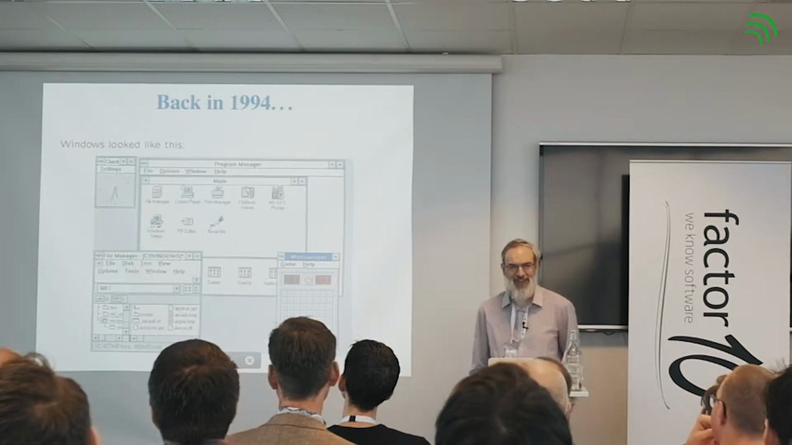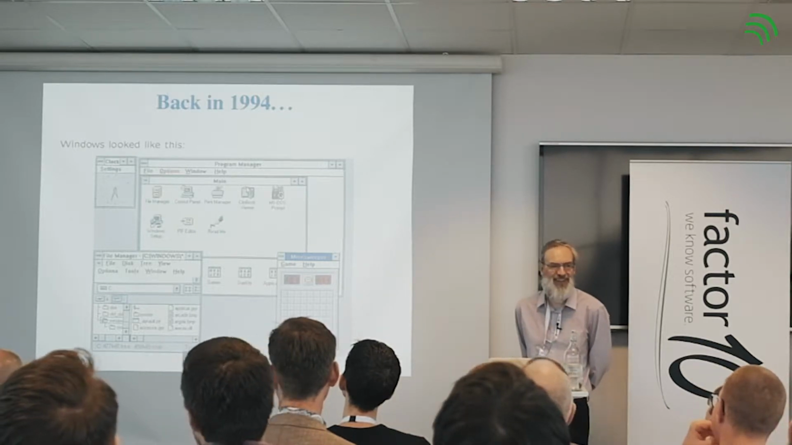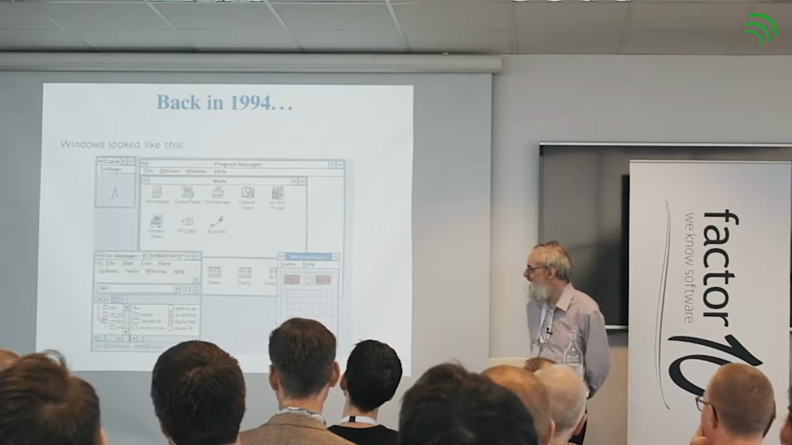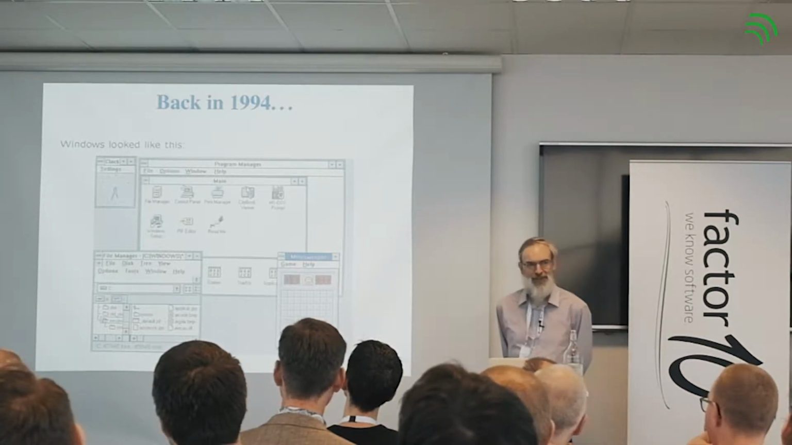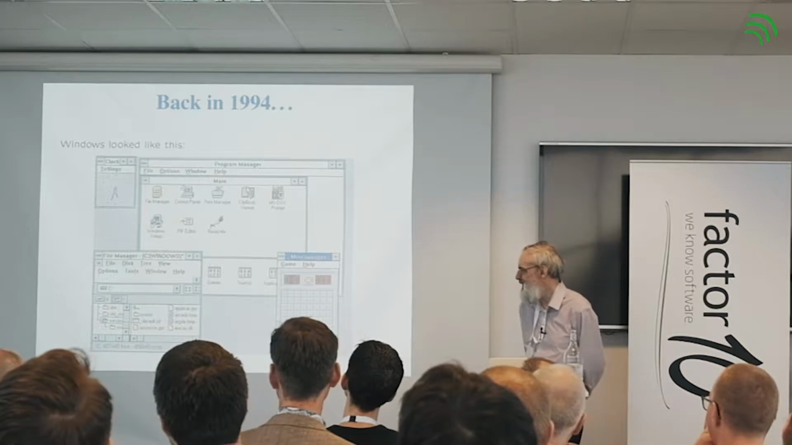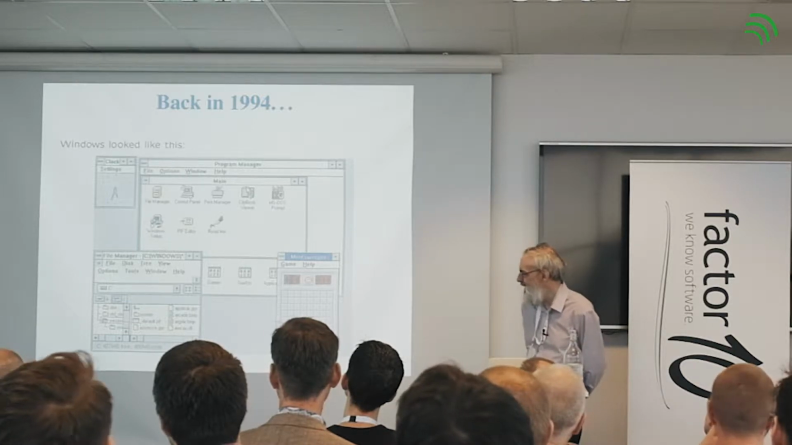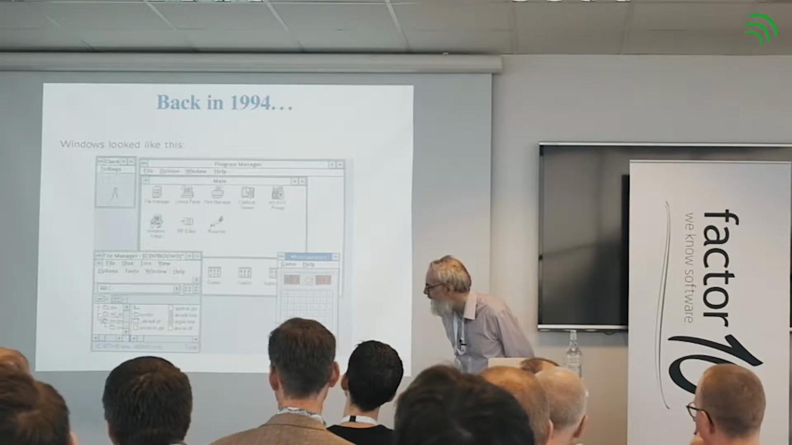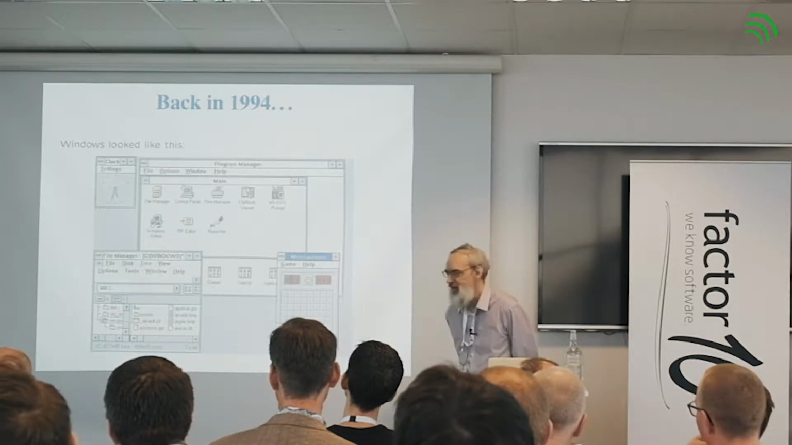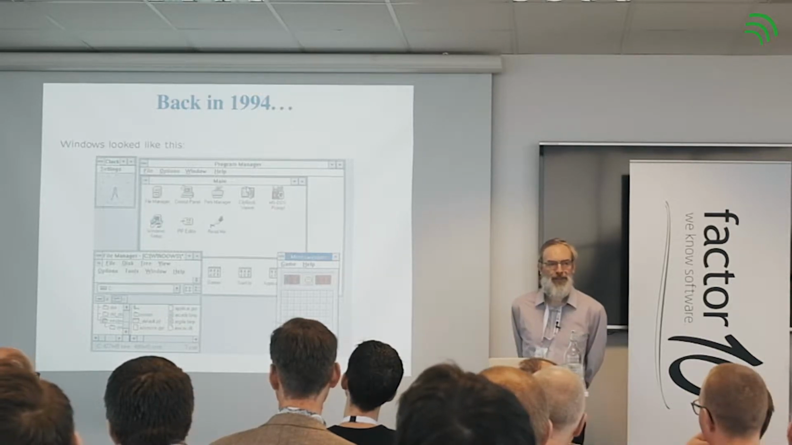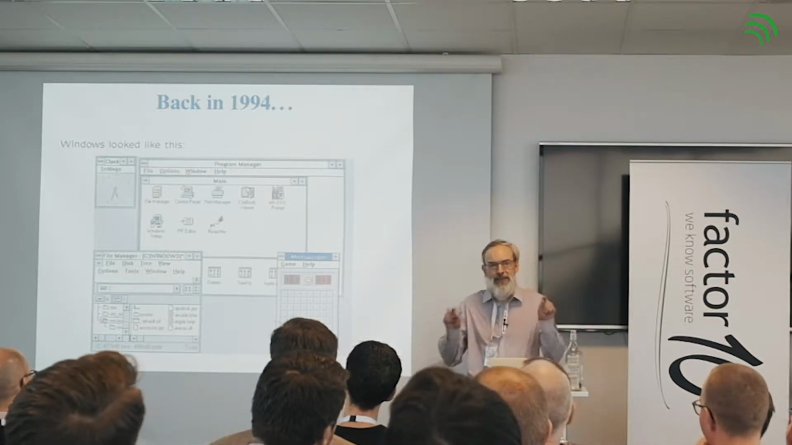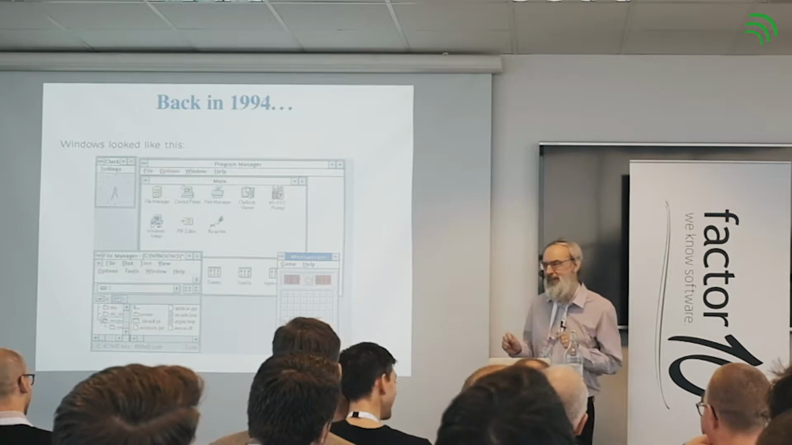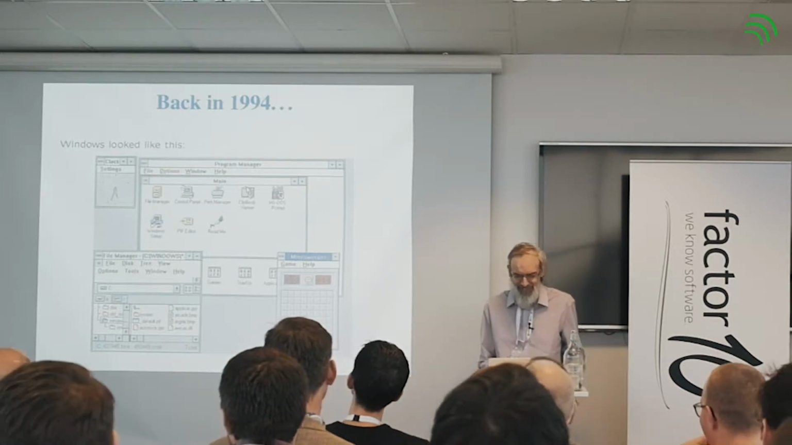So, cast your mind back, those who have been around that long. 25 years ago, Windows looked like this. I found this image on the internet, and only recently noticed the little thing at the bottom that says the C drive has 477 megabytes free out of 498 megabytes. For the youngsters, a megabyte is a 1,000th of a gigabyte. So there you are.